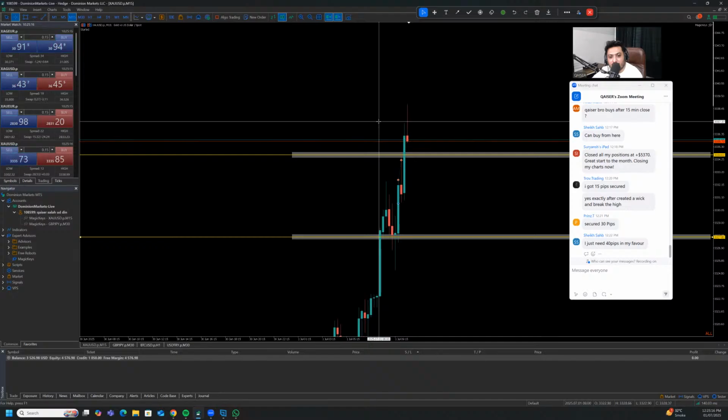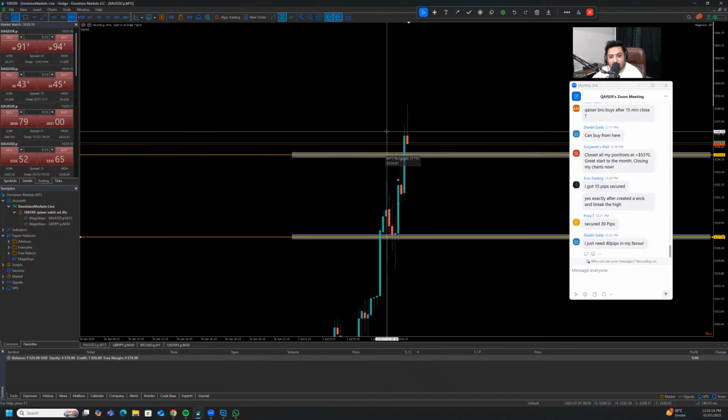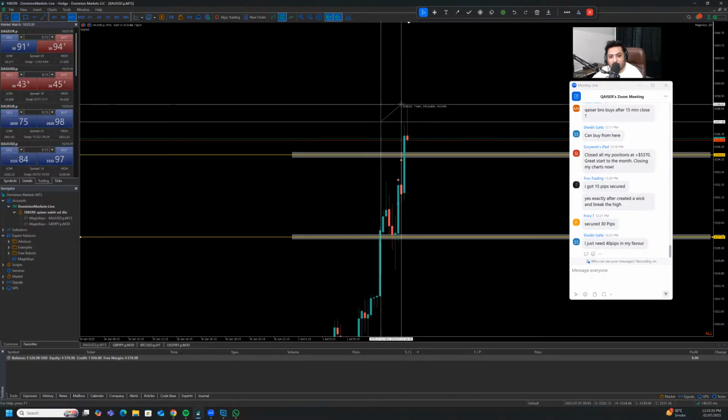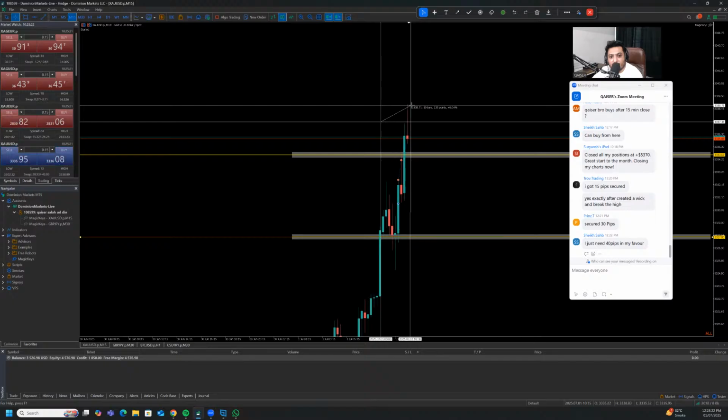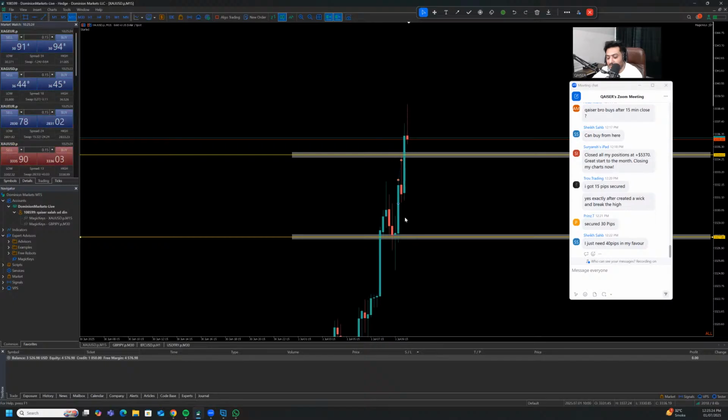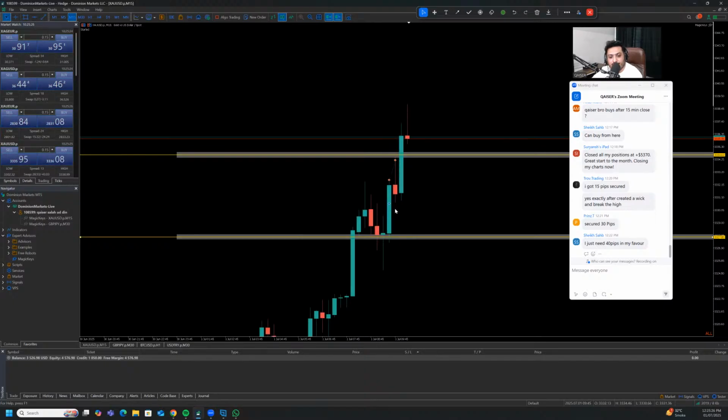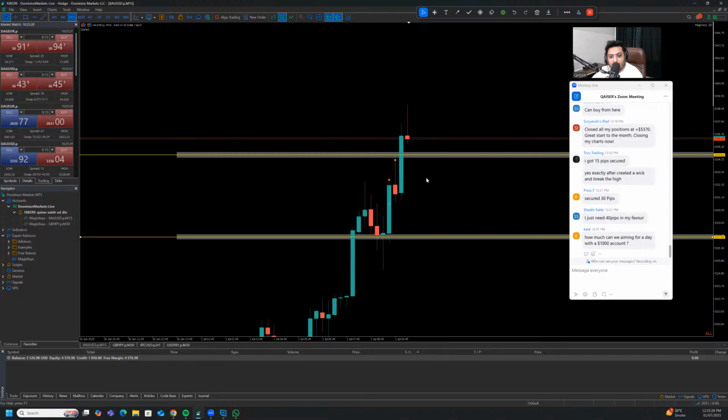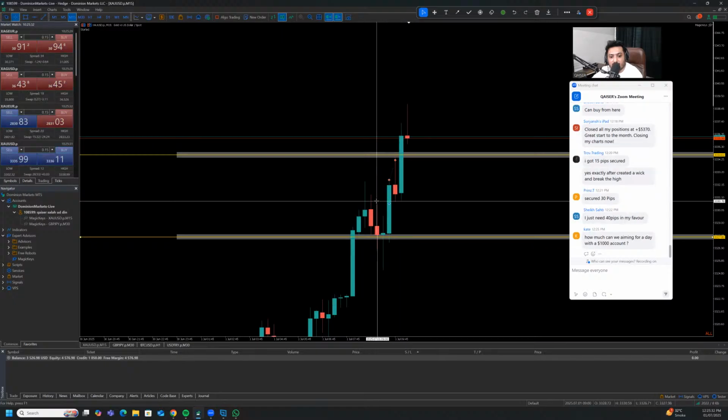So yeah, this is what I was explaining. It already moved now. I can't give my trade a chance here. But yeah, I'm happy. I grabbed 30 pips. I'm happy. Got my money here.